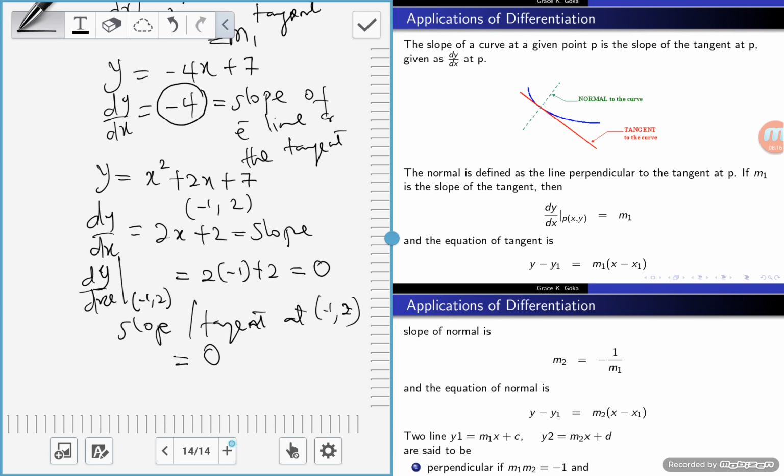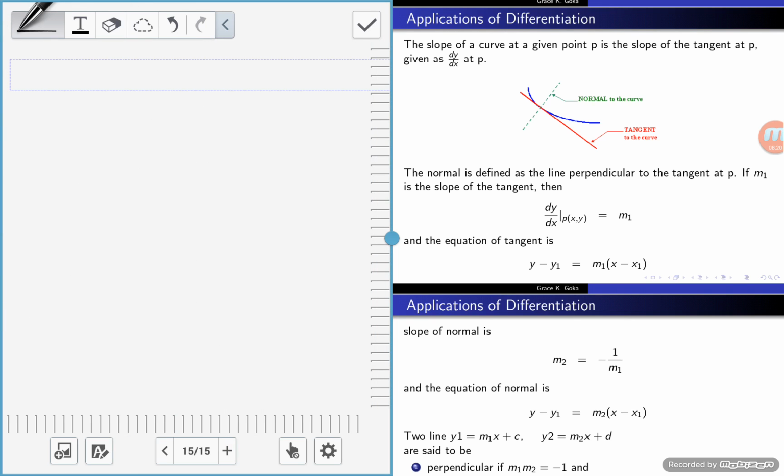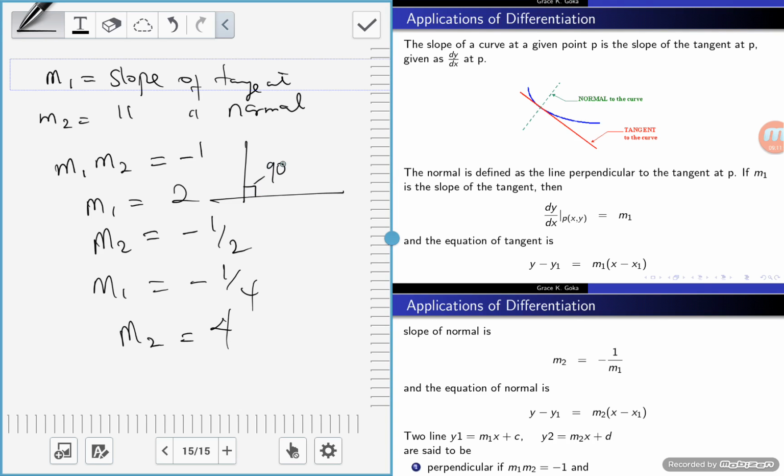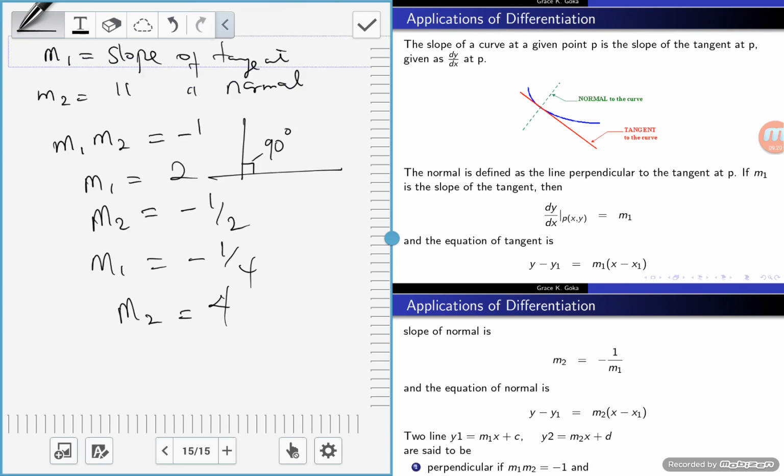All right, and from there you can find the equation of the tangent line as well as the equation of the normal. Since the tangent is perpendicular to the normal, if m1 is the slope of the tangent and m2 is the slope of the normal, then m1 times m2 is equal to negative 1. Since they are perpendicular, their slopes are the negative reciprocals of each other. So if m1 is equal to 2, then m2 is equal to negative 1 over 2. If m1 is equal to negative 1 over 4, then m2 is equal to 4. Because they are perpendicular, the angle between them is 90 degrees. Therefore, the product of their slopes is equal to negative 1.